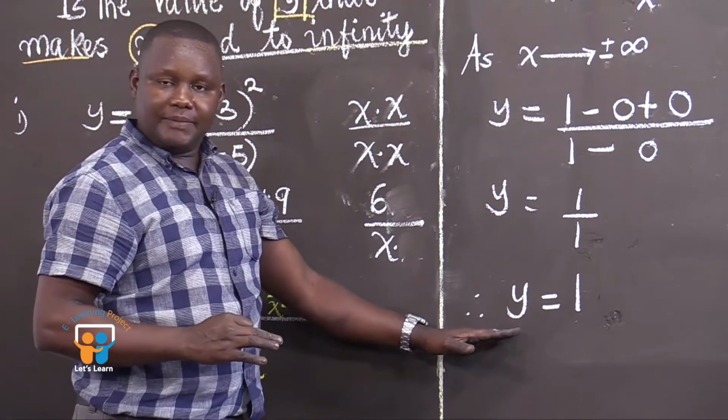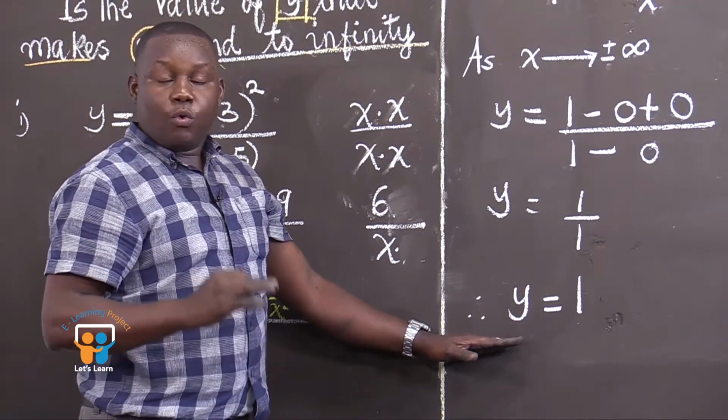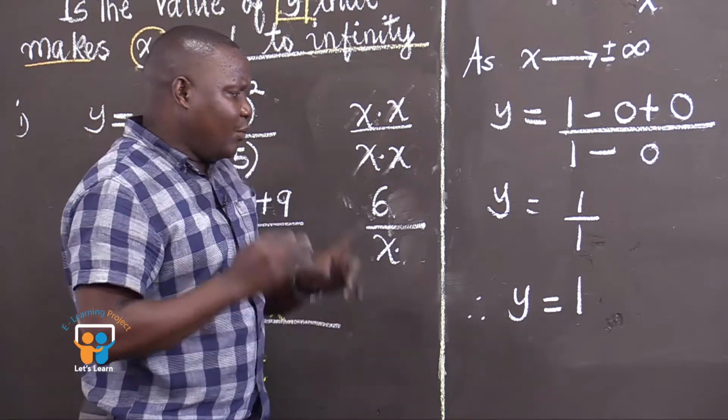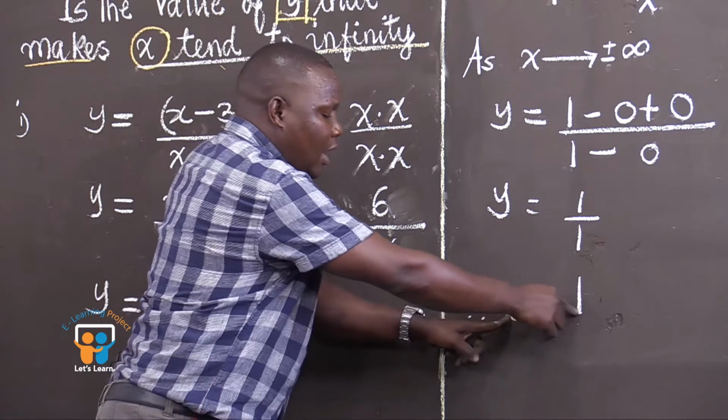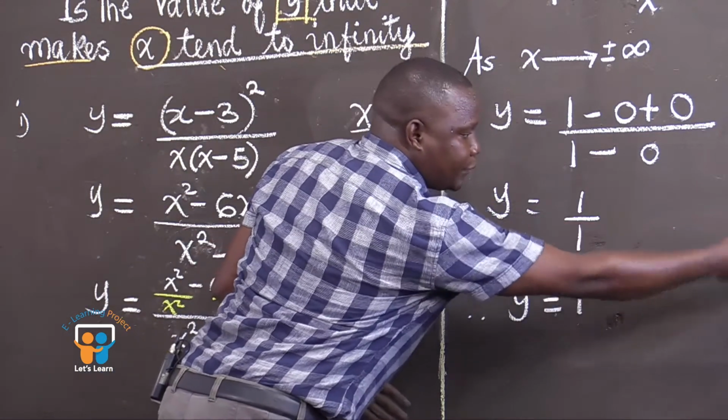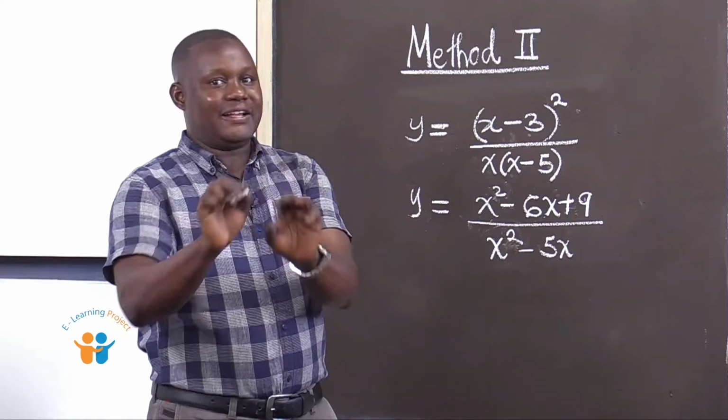All right? When we come back, I would like us to go through the second method and see, can we get y equal to 1? Don't forget to consider, therefore y equal to 1 is the horizontal asymptote. Thank you very much. Are we together?